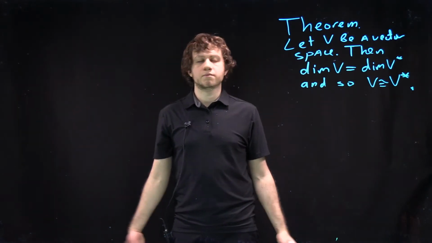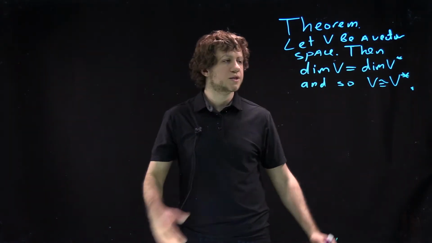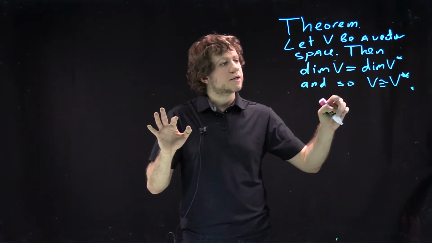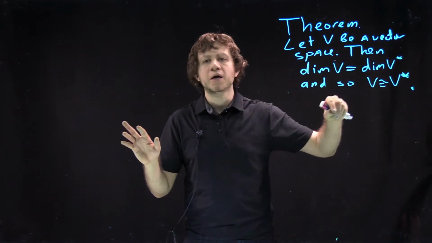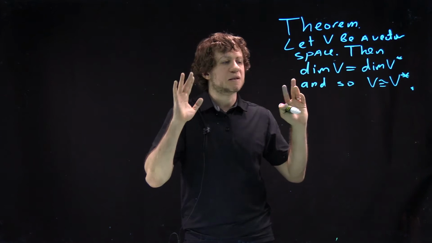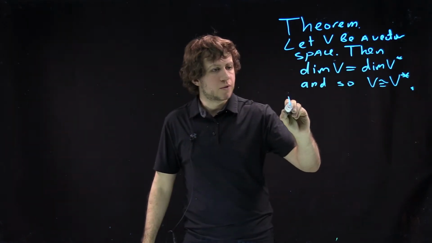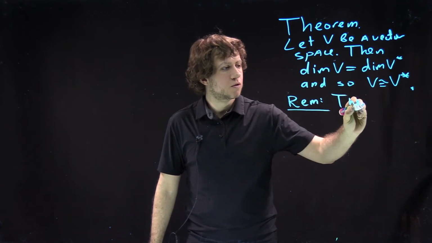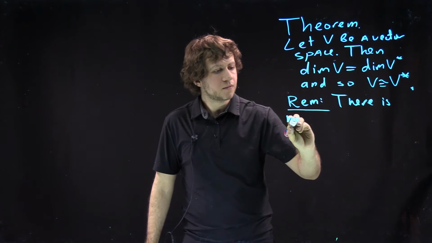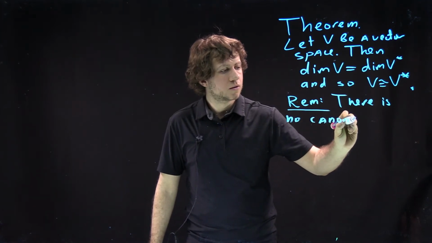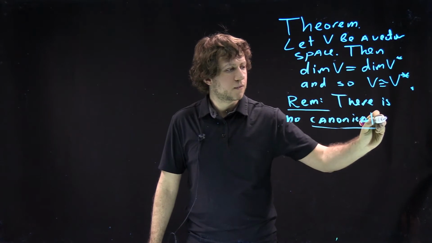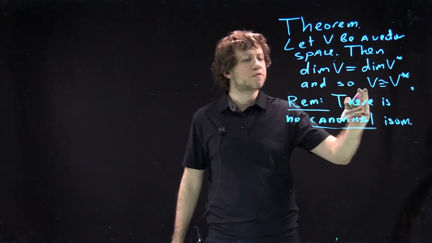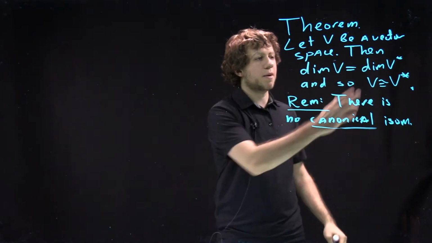So it means basically, if you think about it a little bit, that there is no difference between V and V star. And that's totally wrong. The fact is that though there exists an isomorphism, there exist tons of them, and there is no special very good one. So a remark, which is very important, is that there is no canonical isomorphism. What it means is I cannot tell you, take a vector v and do something with it and get a map from V to F.